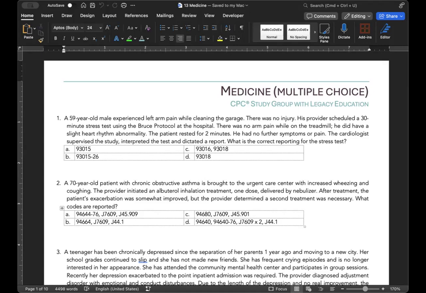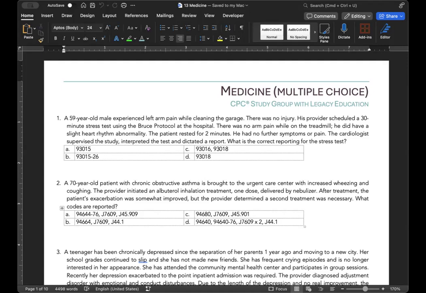We have a 59-year-old male who experienced left arm pain while cleaning the garage. There's no injury, and his provider scheduled a 30-minute stress test using the Bruce protocol at the hospital. There was no arm pain while on the treadmill, and he did have a slight heart rhythm abnormality. The patient rested for 2 minutes and had no further symptoms or pain. The cardiologist supervised the study and interpreted the test as well as dictated the report. So, what code are we going to use for our stress test?